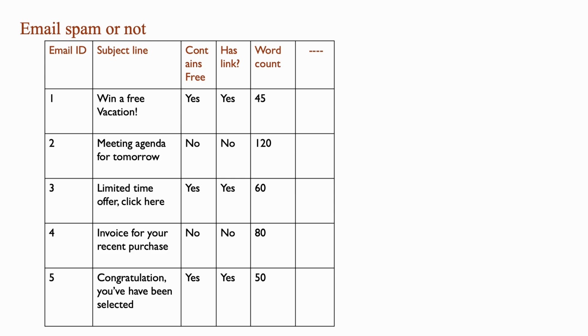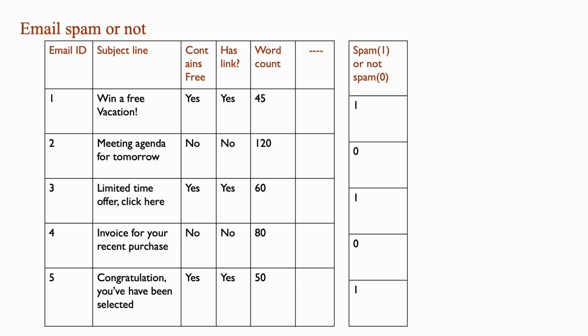When we feed this data into the model, what happens is it will identify whether it has a link. If it has a link in the subject, maybe it is a spam email. Whether it contains a free word on it, maybe it is of spam type. So these kinds of analysis a model does. Then finally it decides whether the particular email is spam or not by identifying it as 1 or 0. If it is spam, it identifies as 1. If it is not spam, it identifies as 0.